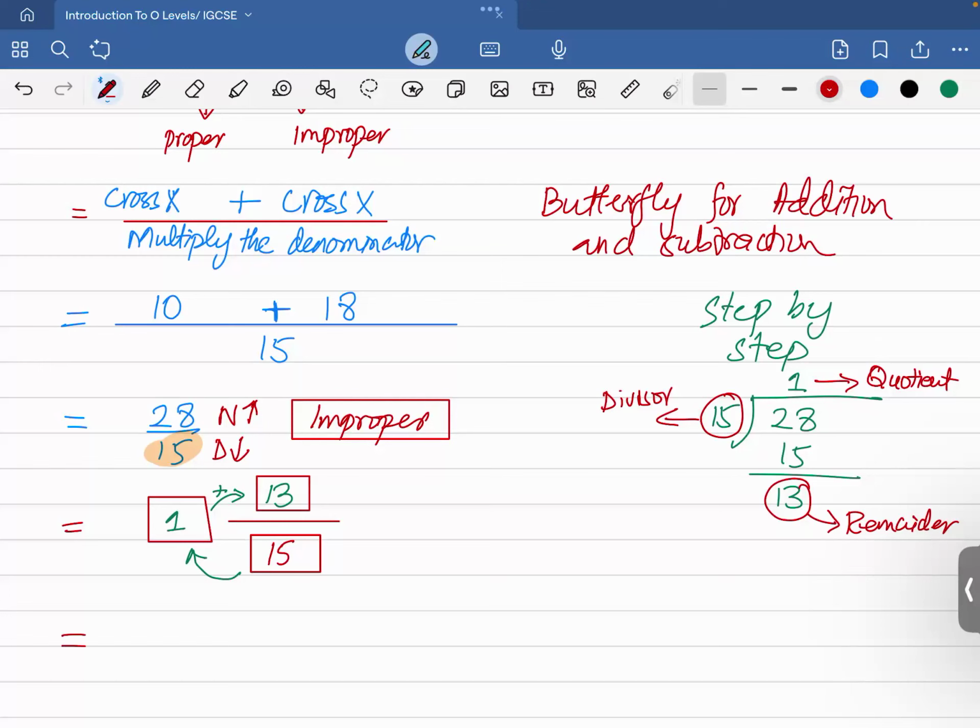So in a mixed fraction, there are 3 boxes or 3 circles like that. You have to memorize that this area would be R. Sorry, my bad, it's not remainder. This area is divisor. This area is your quotient and this area is your remainder, the 13. So you have to remember that it should be QRD.